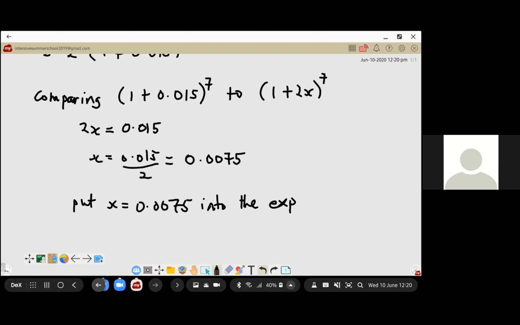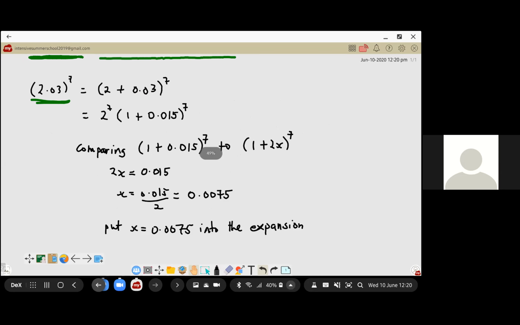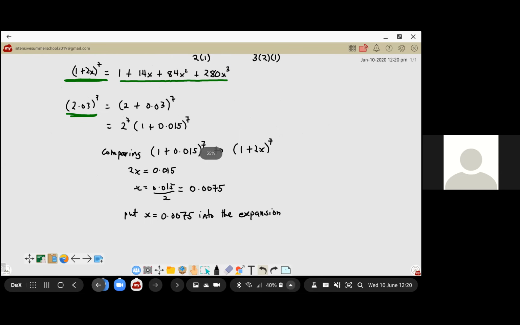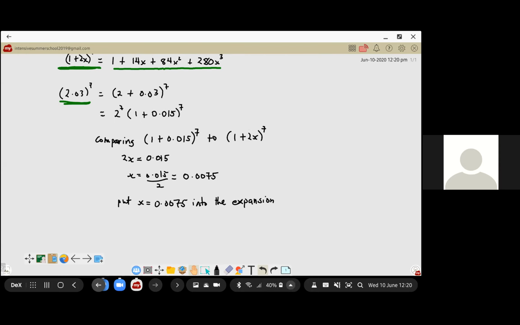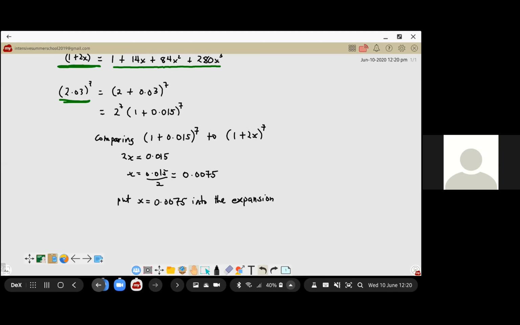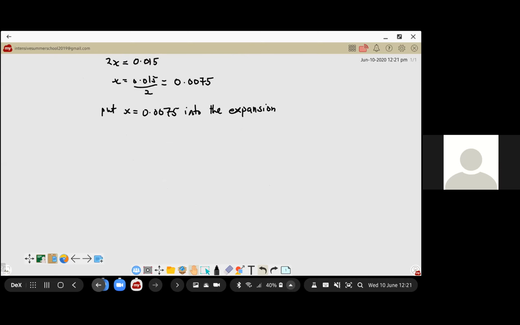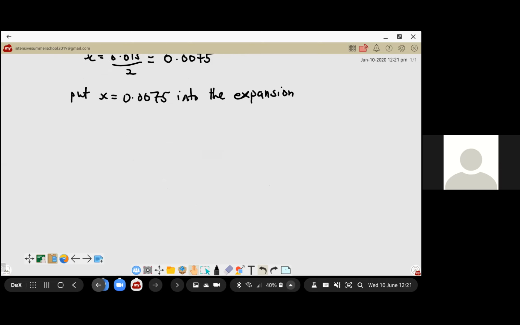So what it means is that whenever we see x in the expansion we did here, the one I've underlined in green, we are going to put 0.0075, right? I'm going to zoom in so that the writing can become legible. So those of you who have written it: 1 plus 14x plus 84x squared plus 280x cubed. I will need you to read it out to me again.